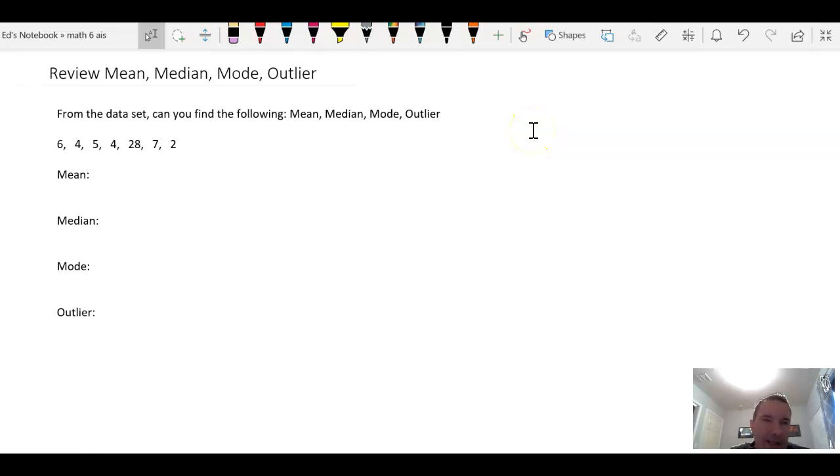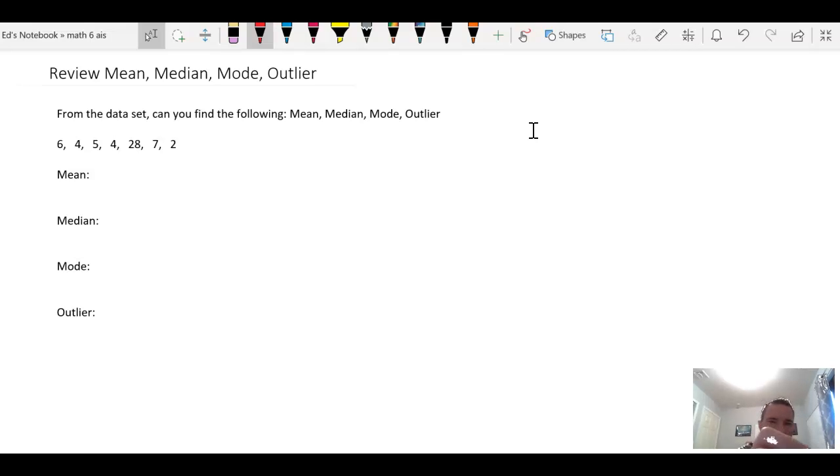For this week's lesson, we've got to figure out how to solve for all 4 vocabulary words in the data set. So the question is, from the data set, can you find the following: mean, median, mode, and an outlier? So we've got 6, 4, 5, 4, 28, 7, and 2.